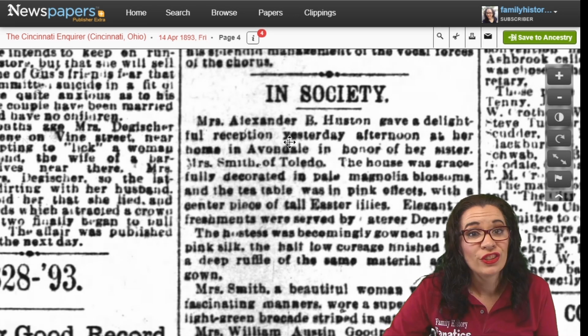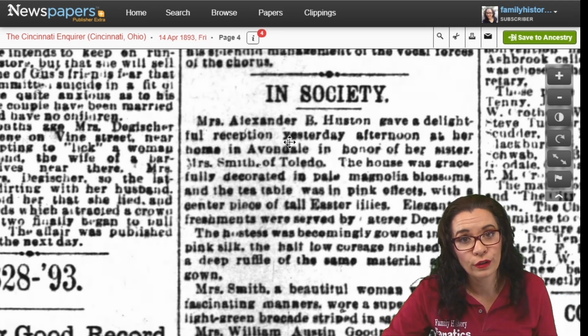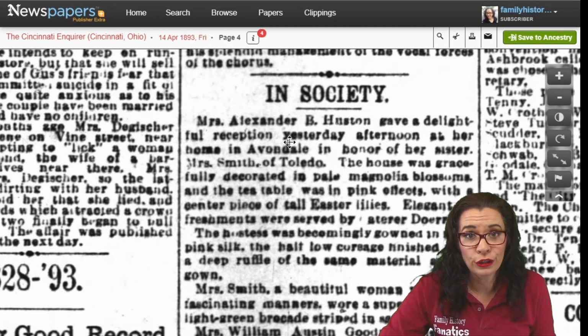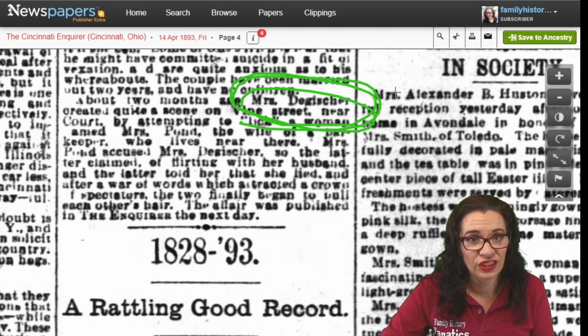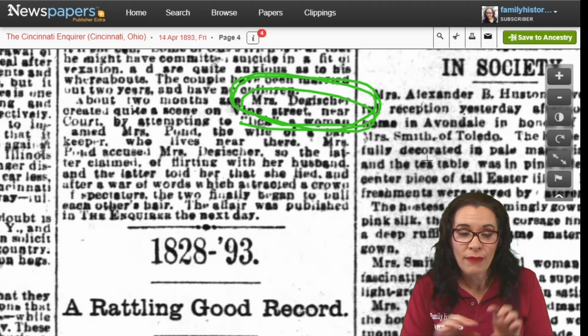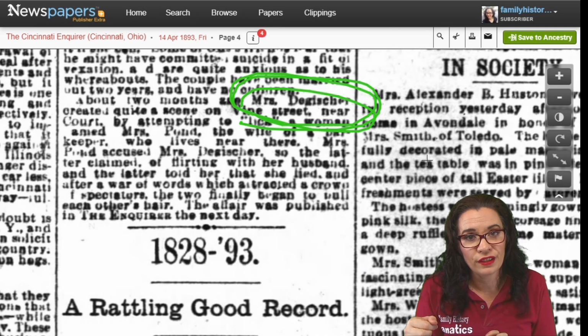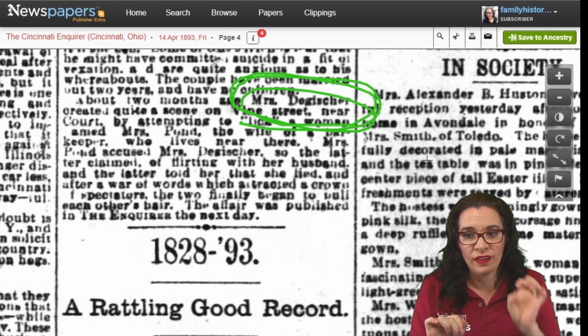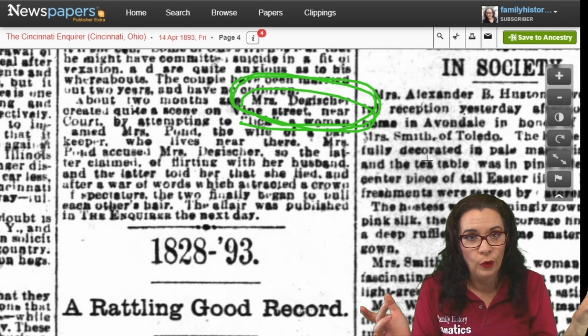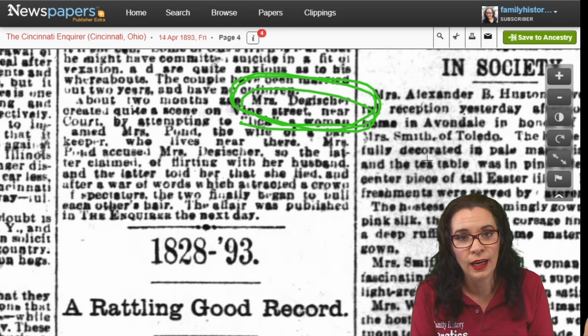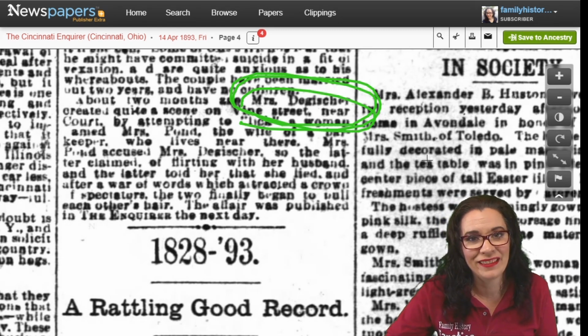Let's take a look. So again, let's say we were looking for this article about Mrs. Alexander B. Huston or Houston, and you just happen to see a name over here on the side. This name right here, Mrs. Degischer. Well, maybe you knew that these two people were related or connected, or maybe it happens to be that Mrs. Alexander was on one branch of your tree, and that Degischer was on the other branch of your tree, and you were reading the news from the town that you're researching in and happened to pick up both branches from the same day in the same newspaper.